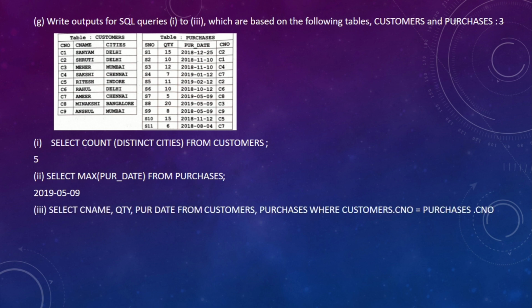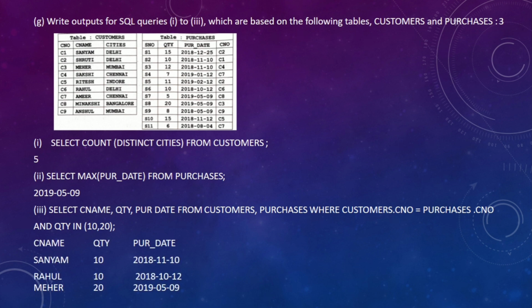Okay, select CNAME, quantity, purchase date from customer, purchases where customer.c number equal to purchase.c number and quantity in 10, 20. So you can see this will be the output.